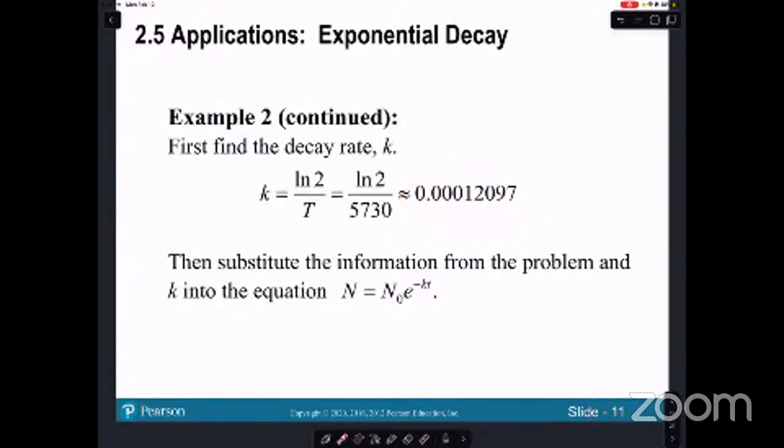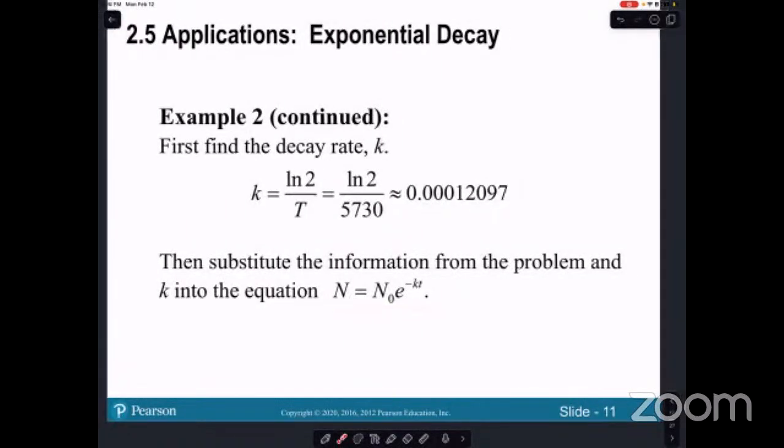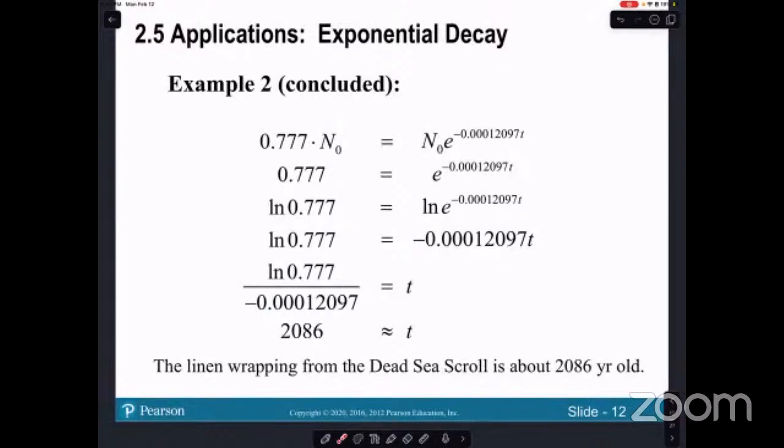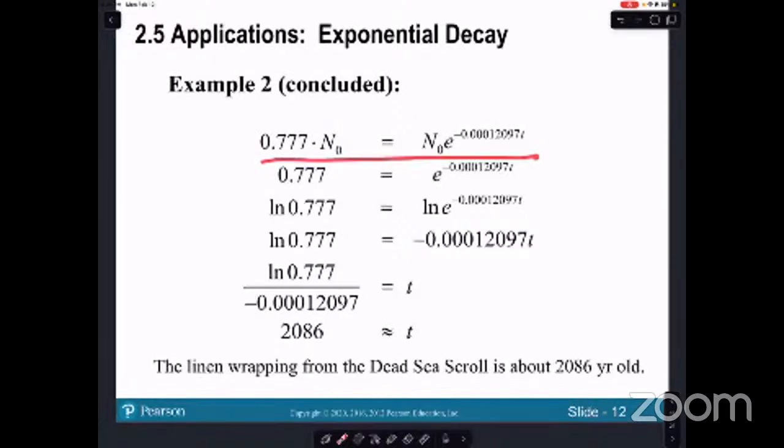And I think we started here. We had 0.777 of the original equals the original. I think we got this line, 2086. So the linen wrapping from the Dead Sea Scrolls is about 2086 years old. That's exactly what we got.